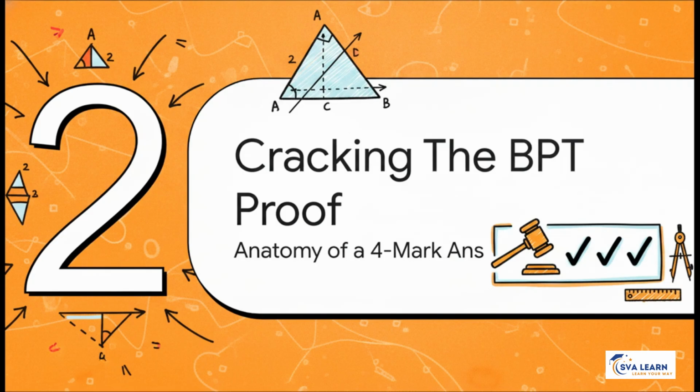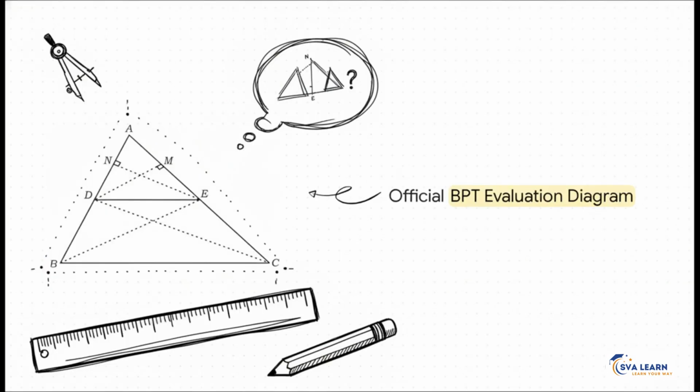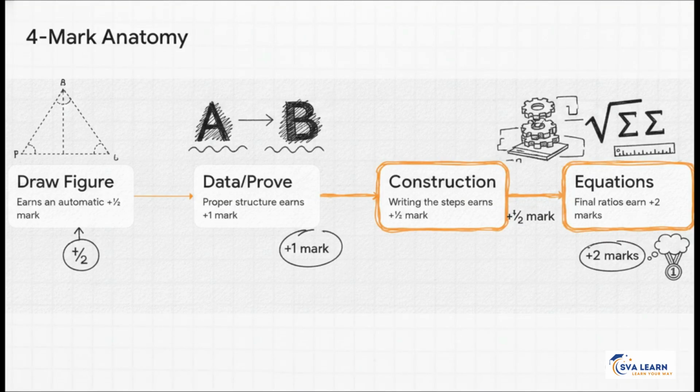Moving right along to Section 2, cracking the BPT proof. Let's look at the anatomy of a 4-mark answer. Now we're escalating to the heavyweight 4-mark giants, starting with that basic proportionality theorem. Before you even think about writing a single equation, take a look at the official BPT evaluation diagram. Do you see the dotted lines used for construction, the tiny perpendicular markers? Simply drawing this accurately with a pencil and ruler gets you on the scoreboard before any actual math happens. Let's actually break down that rigid scoring rubric, because this is the exact step-by-step point allocation the board uses.